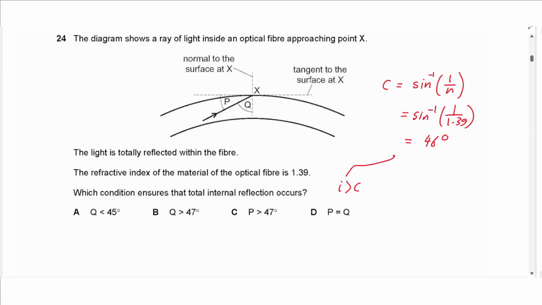So the angle of incidence must be greater than 46. So we have here, this is the angle of incidence, Q. So Q must be greater than 46. The closest one is Q greater than 47. So the answer is B.